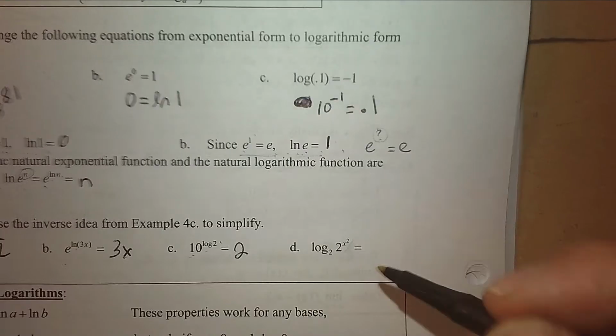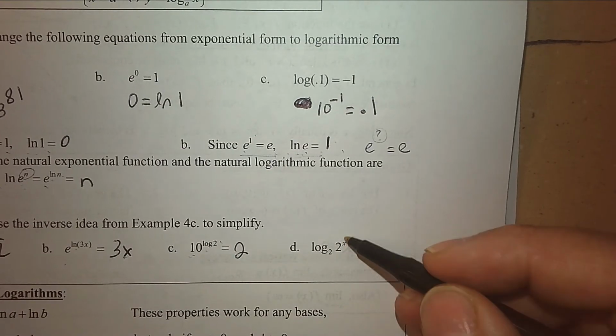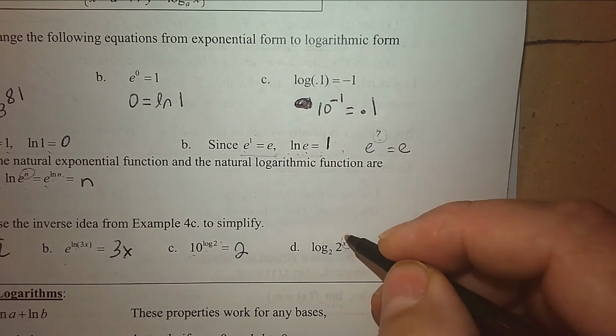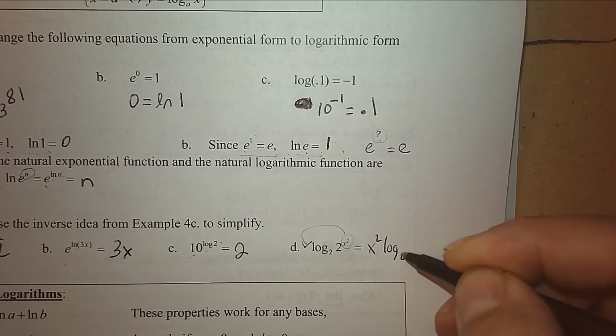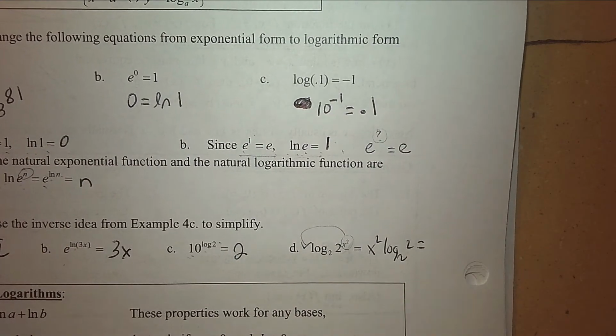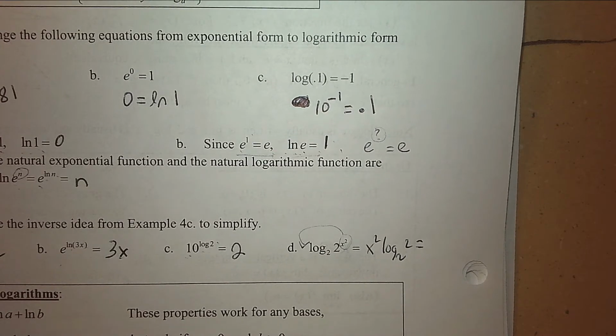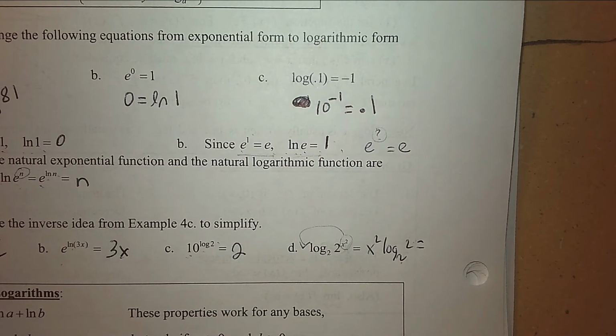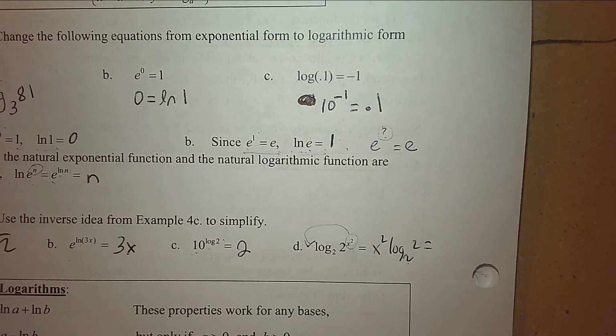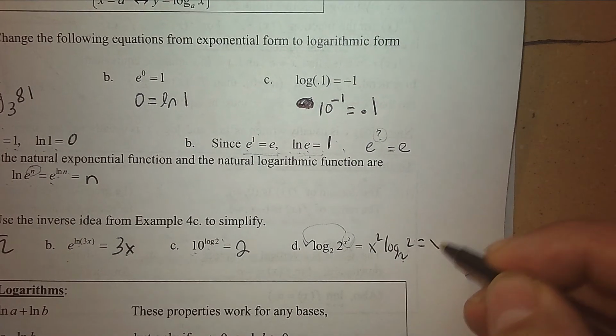Here's another property that can be helpful here. When you have an exponent inside a logarithm, it can be written as a product in front. x squared can be multiplied in front, outside the logarithm, rather than inside. What's log 2 base 2? What exponent makes it true? 1. And x squared times 1 is just x squared.